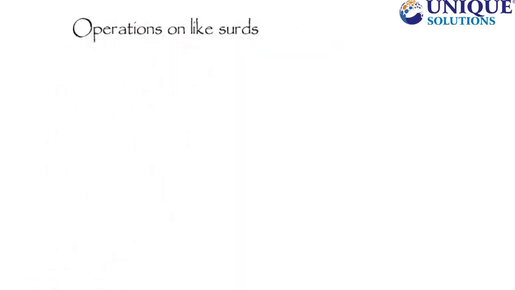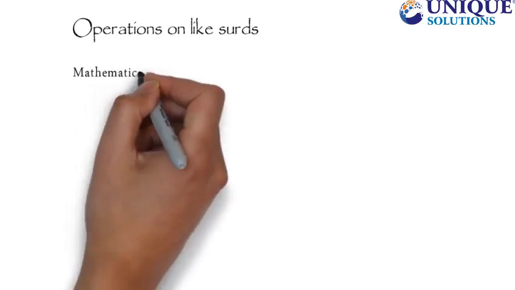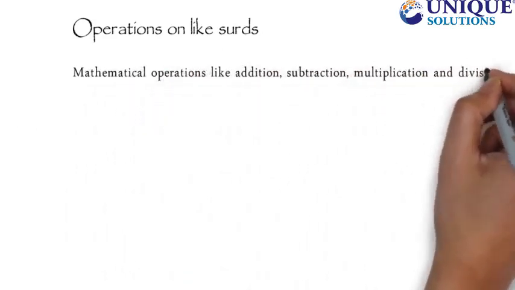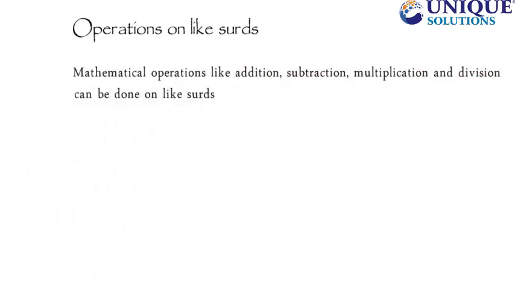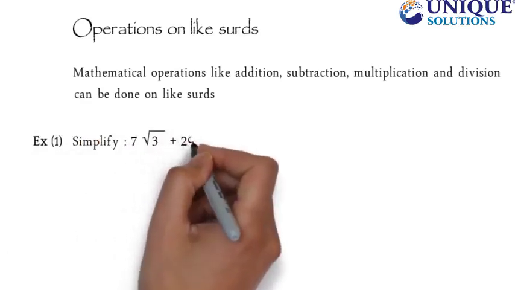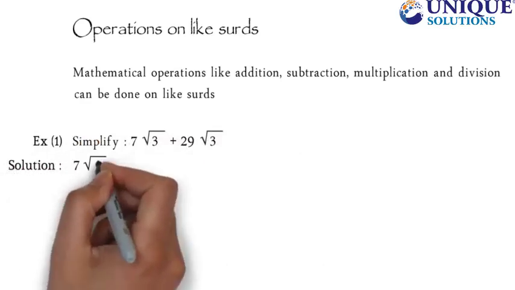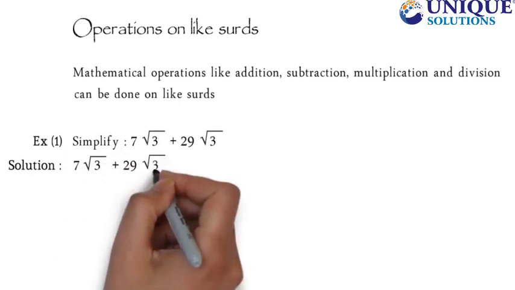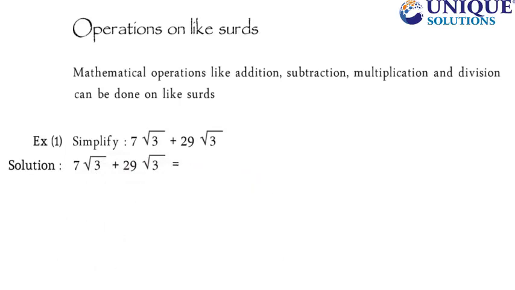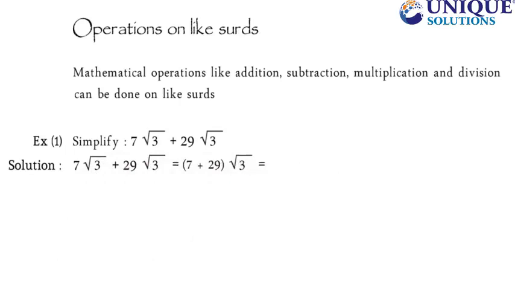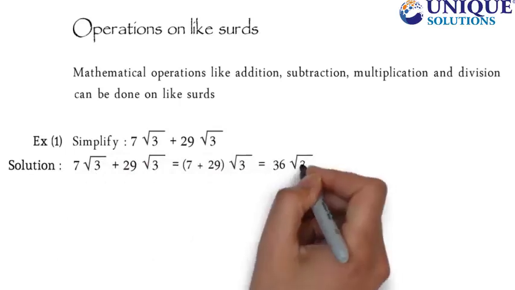Operations on like surds. Mathematical operations like addition, subtraction, multiplication and division can be done on like surds. Example 1. Simplify 7 square root of 3 plus 29 square root of 3. Solution: 7 square root of 3 plus 29 square root of 3 is equal to 7 plus 29 square root of 3, which is equal to 36 square root of 3.